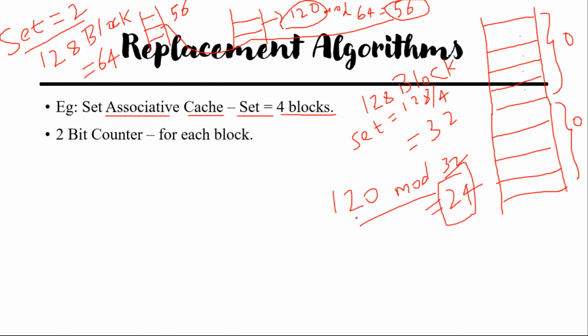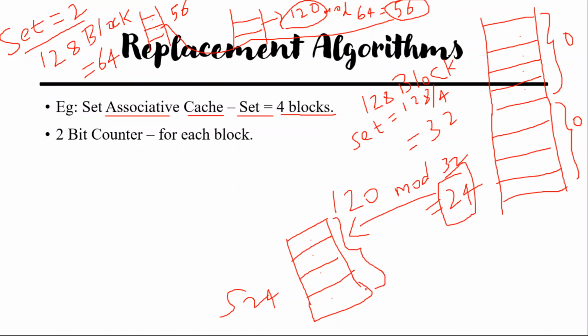Again, in our case set 24 contains how many blocks? We are discussing 4 blocks. If this is set 24, I will call it S24, it holds 4 blocks: 1, 2, 3, 4. I'm not recalling the same thing, I'm trying to connect with the replacement algorithm. So it should come to set 24.